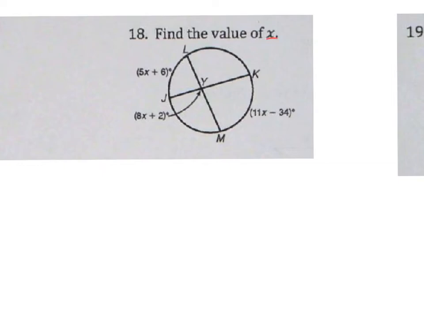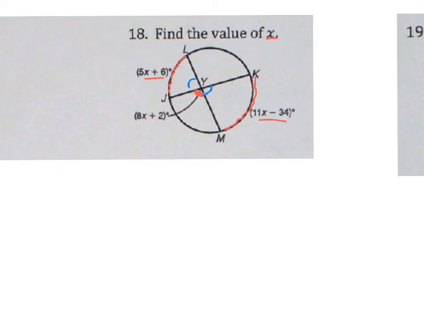So they give me JL, 5x plus 6. They give me MK, 11x minus 34. And then they give me this little angle right in here. It's not a central angle, all right, but that one's the 8x plus 2. All right, well, the thing is, we do have a theorem for these angles.